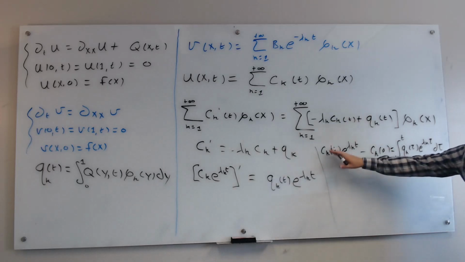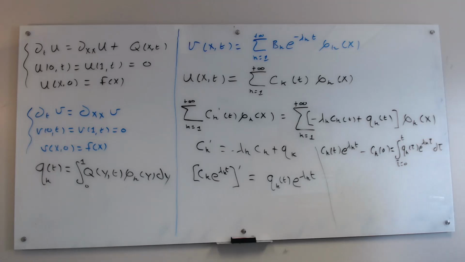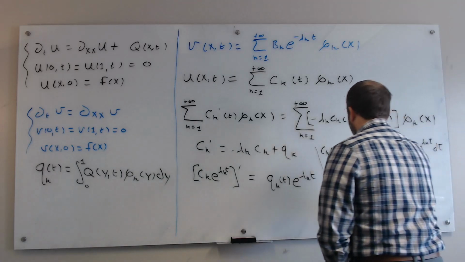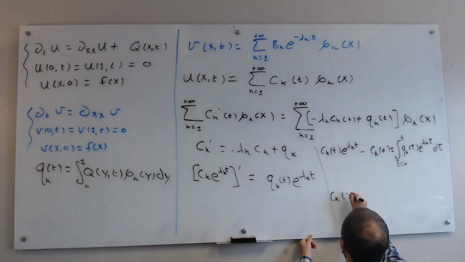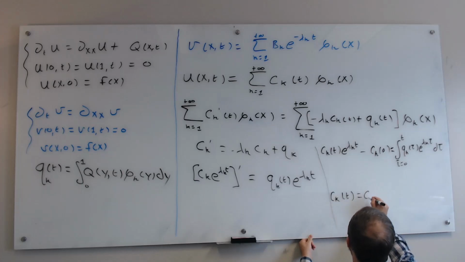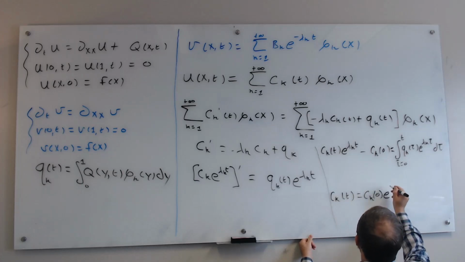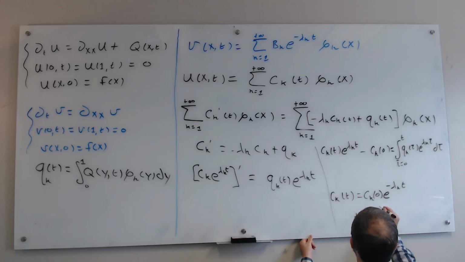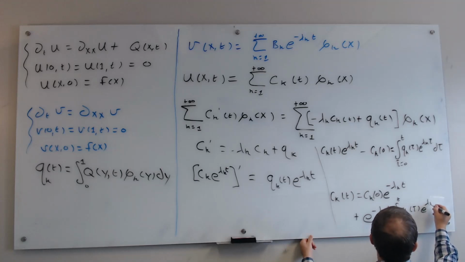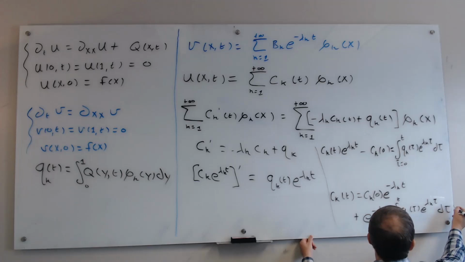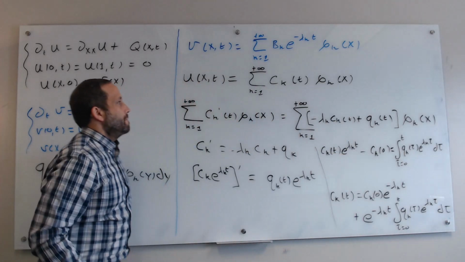Now we care about what ck of t is. So we're going to solve this for ck of t. So we're going to add ck of 0 to both sides and divide by e to the lambda kt, and we're going to get ck of t is equal to ck of 0 times e to the minus lambda kt plus e to the minus lambda kt times the integral from tau equals 0 to t of little qk of tau e to the lambda k tau d tau. Okay.